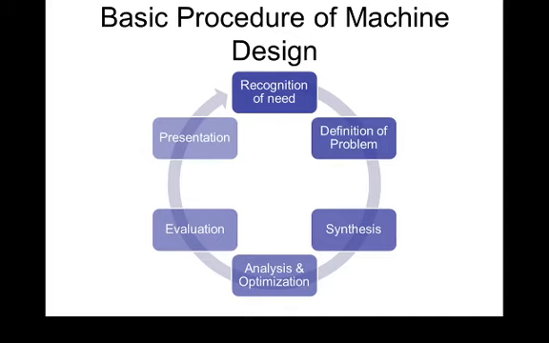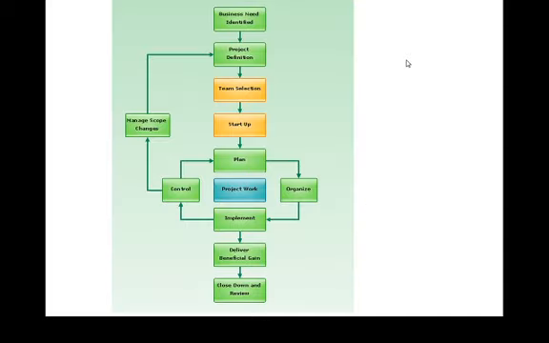This is the simplest way, the basic procedure for machine design. Now this is another chart. Similarly, it shows a few added elements of team selection and startup. The first thing is the business need identified.